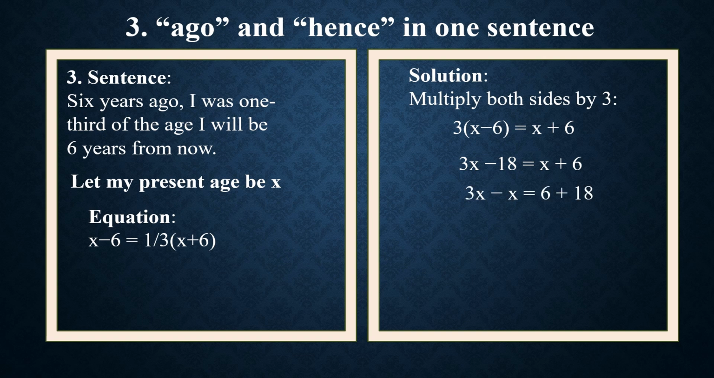Here we use the method of transposition. Take x from the right hand side to the left hand side. So plus x will become minus x, and minus 18 from the left hand side will go to the right hand side, which will become plus 18. And so we get 2x is equal to 24. Dividing both sides by 2, we get x is equal to 12. So the present age is 12 years.